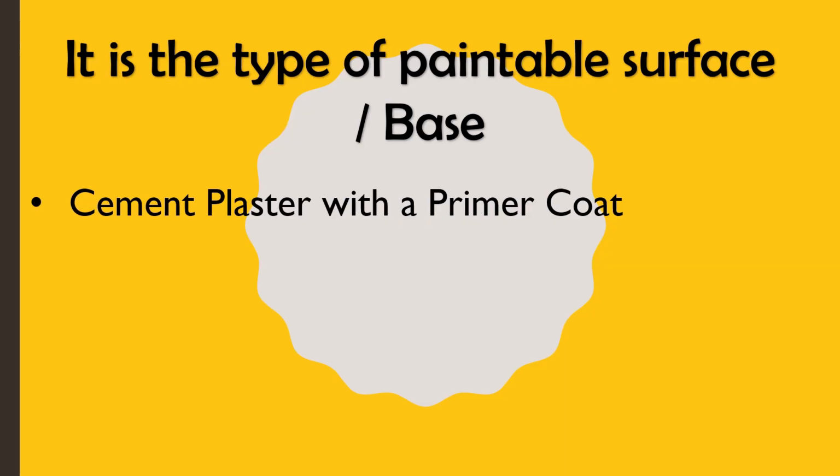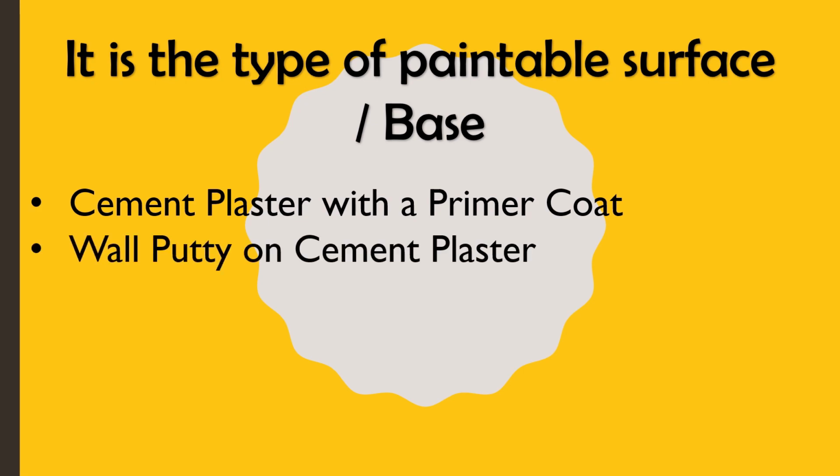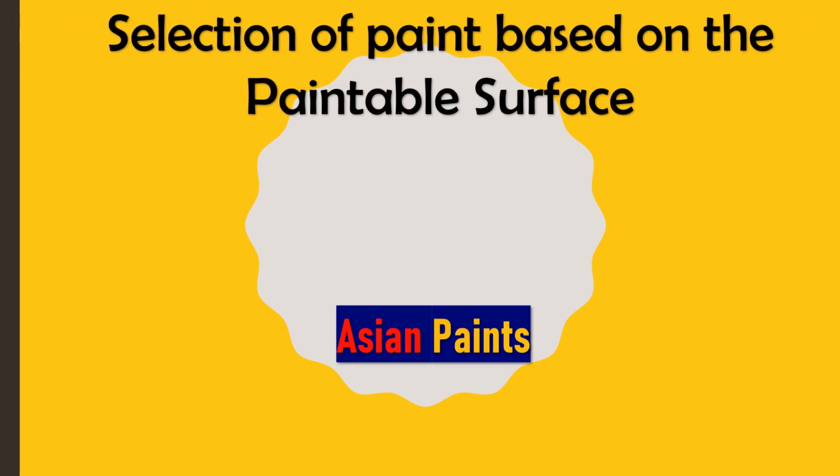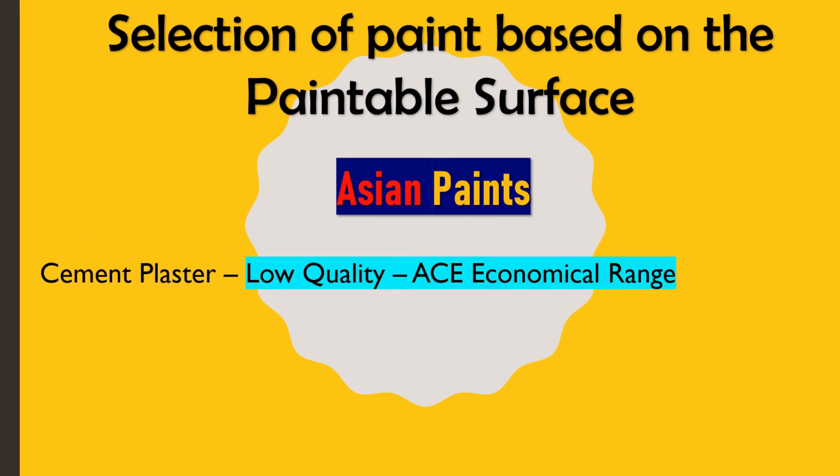Is it the cement plaster with a primer coat on which you want to apply the paint directly? Or is it the wall putty on the cement plaster surface on which you want to apply the paint? Ideally, in both these cases, we will have to apply a different category of Asian Paints. If we are applying paint on the cement plaster after application of the primer coat, then we will have to select a low quality paint in Asian Paints. These types of paints are categorized in the ACE Economical Range.